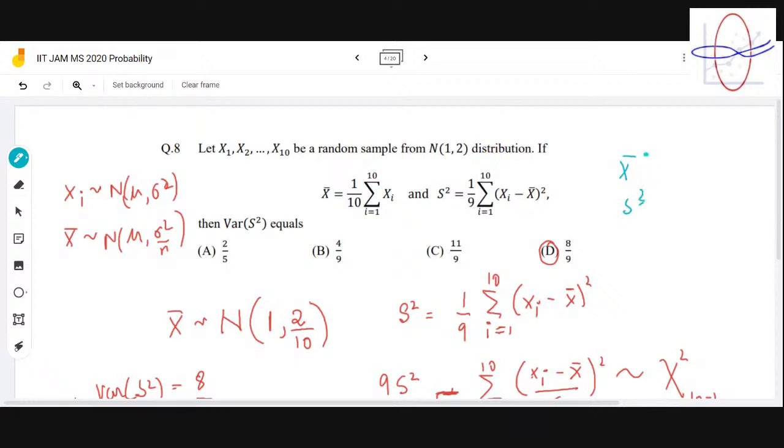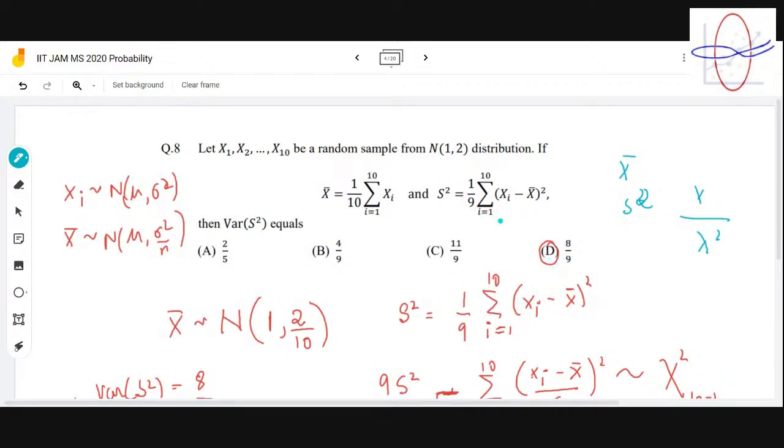This is very helpful in hypothesis testing when you try to find the test for mu when sigma is unknown, because you need to divide by s square. Therefore below comes chi square, above comes normal, so it gives the t test. So it's an important result. So s square follows some chi-square distribution. So s square follows chi-square 9.